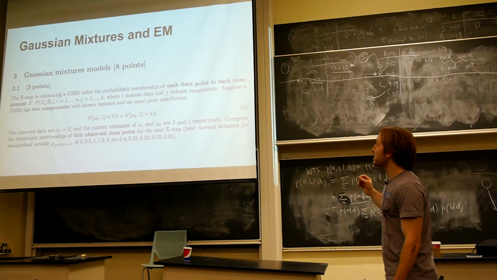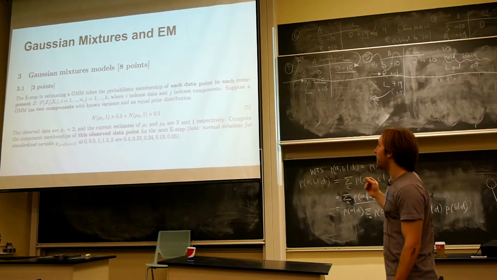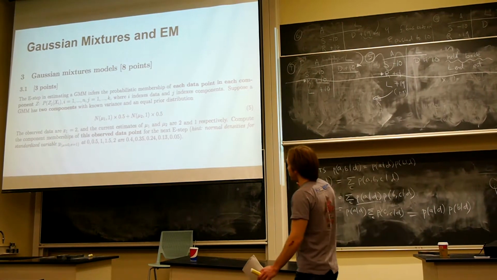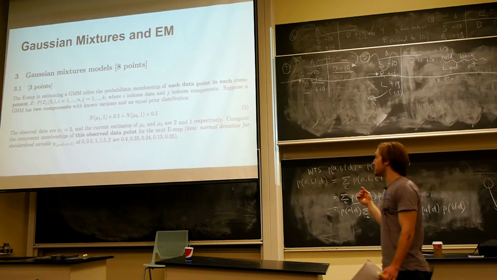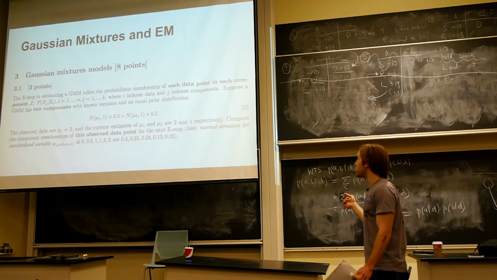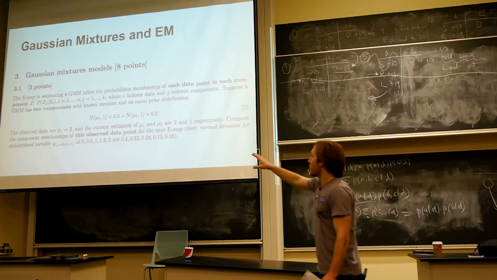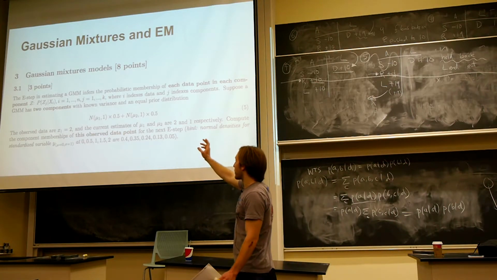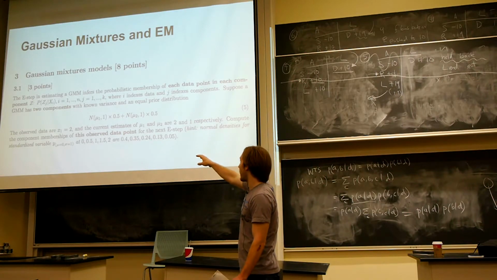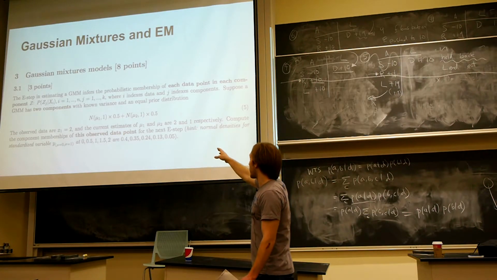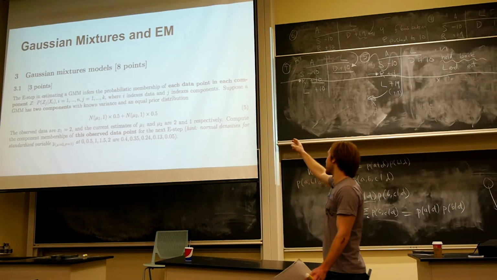So, Gaussian mixtures and the EM algorithm. I'll read the question. The E step in estimating a Gaussian mixture model infers the probabilistic membership of each data point and each component Z. What we mean by that is the probability of the assignment Zj given Xi for all of your data points i and all of your components j, where i indexes the data and j indexes the components.